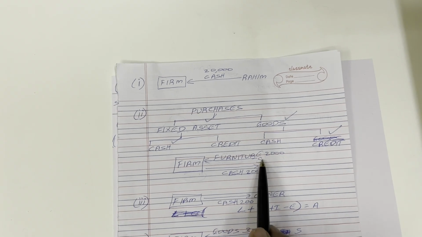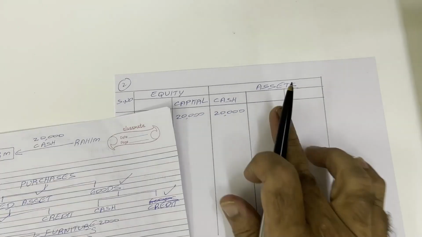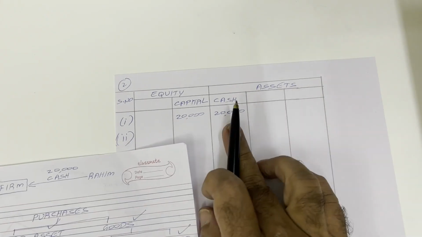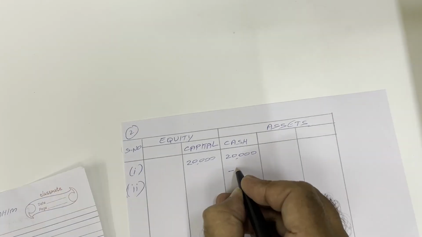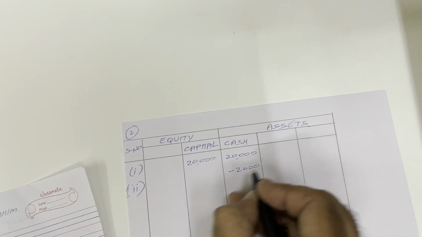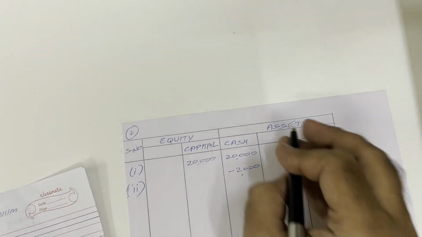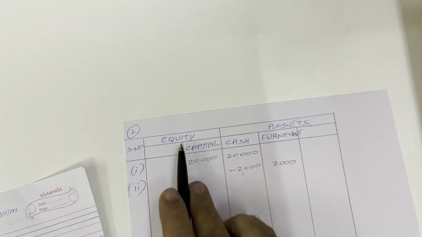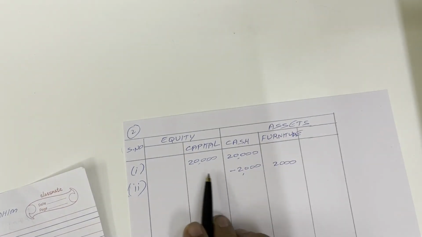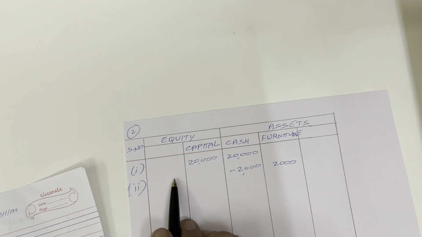So this transaction is affecting only the asset side. One asset, cash, is decreased by 2,000 rupees. Another asset, furniture, is increased by 2,000 rupees. On the equity side, there is no effect. No change in capital, no change in liabilities.